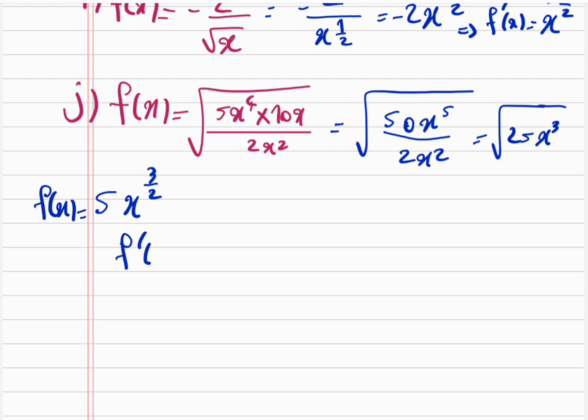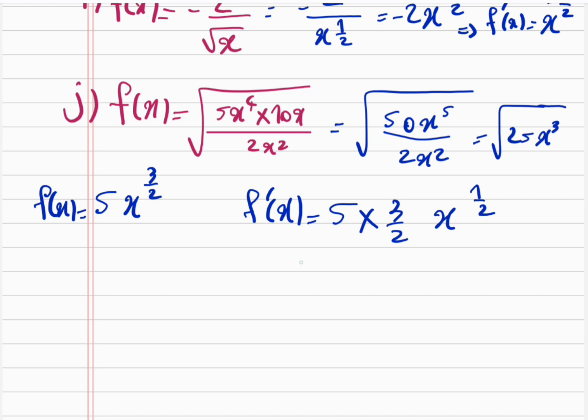So now let's differentiate this, because it's in the form x to the power of n. So in this case, we write down 5 and then the power, then x again and power minus 1, which is a half. So the answer is 15 over 2 times x to the power of a half.